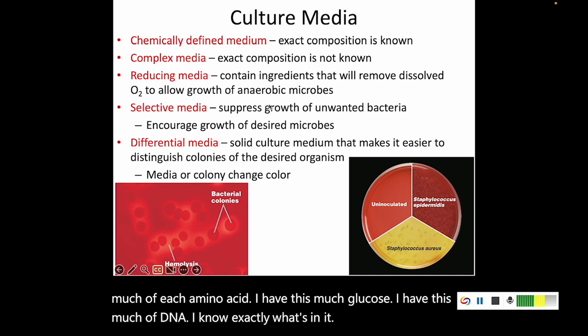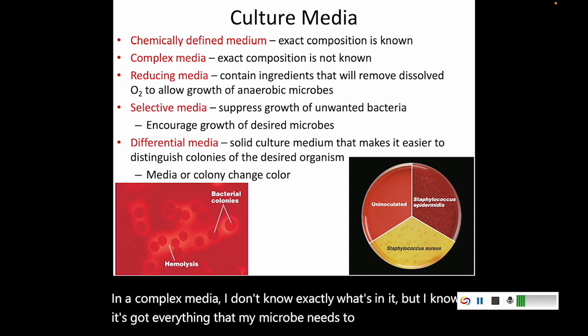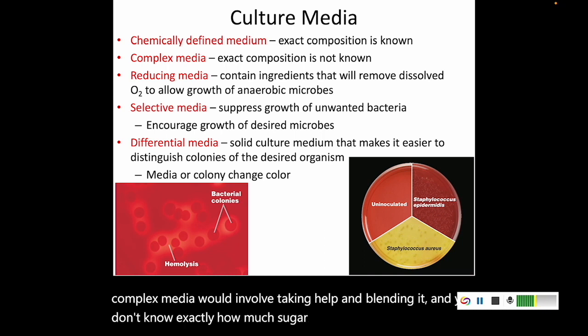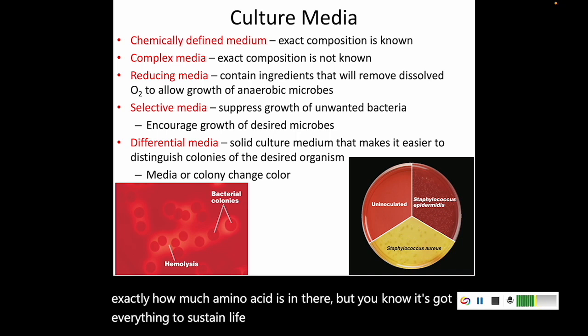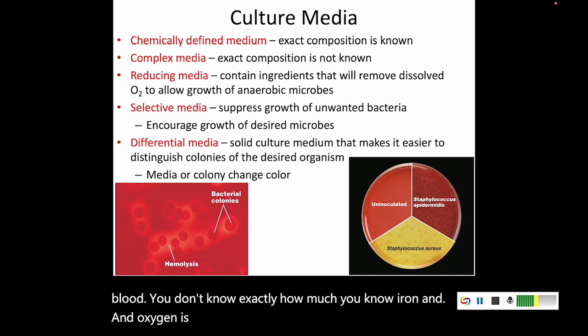In a complex media, I don't know exactly what's in it, but I know it's got everything that my microbe needs to grow. Some types of complex media would involve taking kelp and blending it. You don't know exactly how much sugar is in that kelp. You don't know exactly how much amino acid is in there, but you know it's got everything to sustain life. Some complex media involves sheep blood. You don't know exactly how much iron and oxygen is in that sheep blood, but you know it's got everything you need.